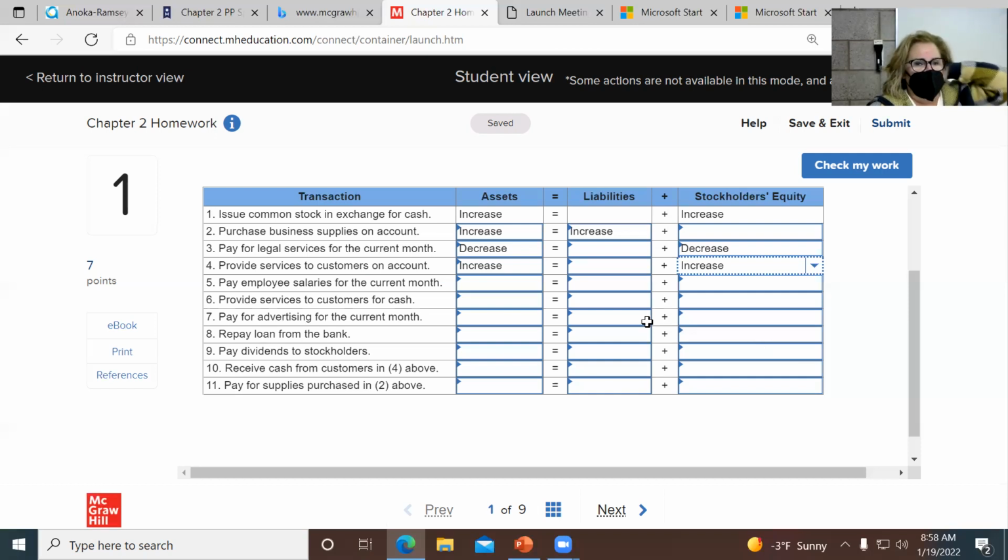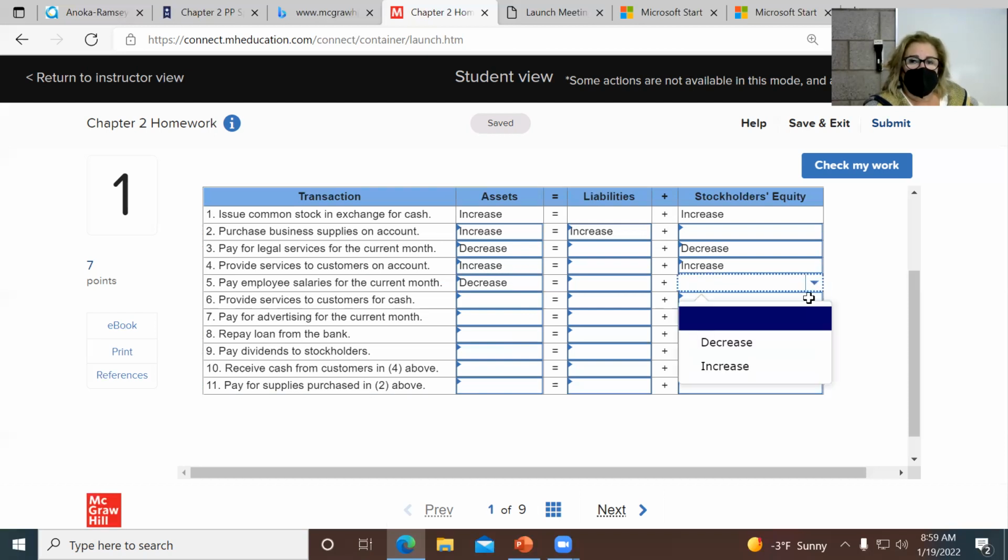Pay employee salaries for the current month. What do you use to pay employee salaries? Cash. Is cash increasing or decreasing? Decreasing. A lot of times that's what I do, guys. If cash is involved, what's happening to cash? Then I kind of know how to figure it out. So when we pay employee salaries, what else is decreasing? Stockholders' equity through the salaries expense.